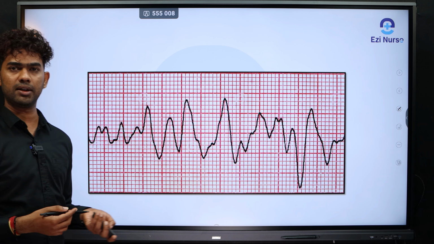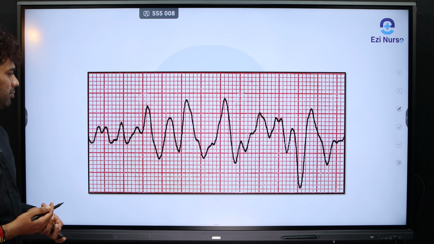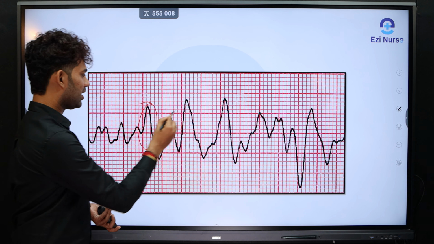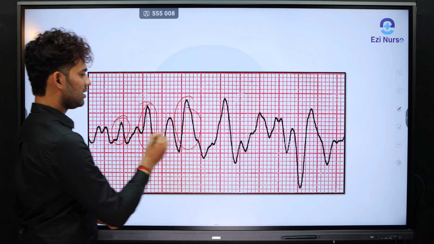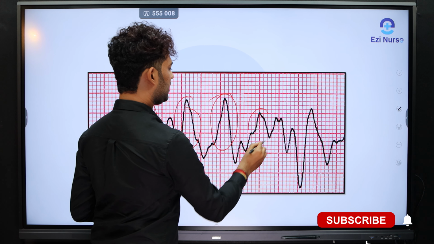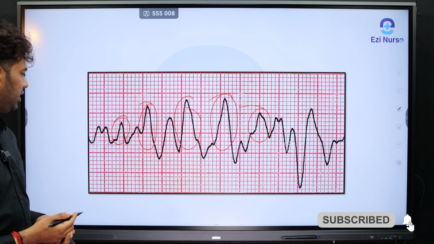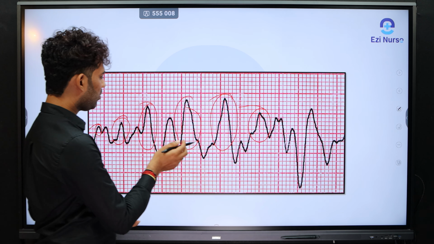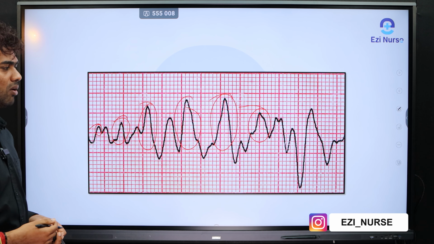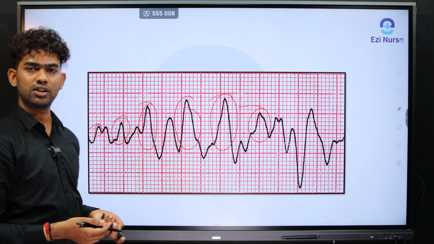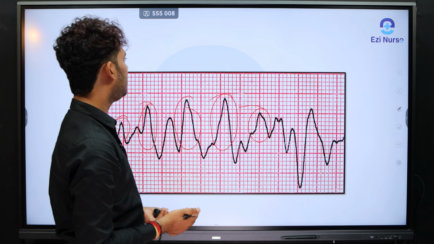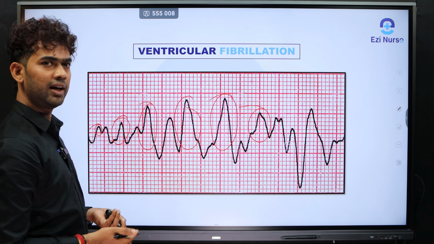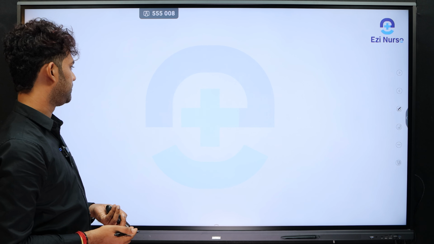See, look at this rhythm. Here we couldn't determine any of them, right? The QRS complex is here, so we can consider it as a QRS complex. But it is unable to be determined, right? Then what about the P wave? There is no definite P wave. There is no definite P wave. This QRS complex, no definite P wave, and no definite T wave. Then we can call this condition ventricular fibrillation. Okay, so we can go through the next rhythm.